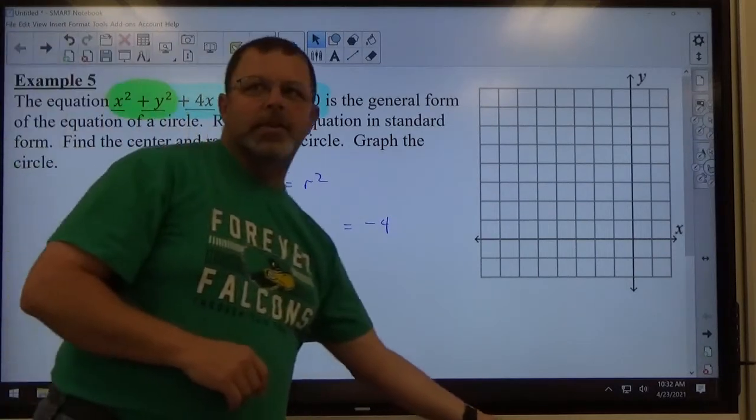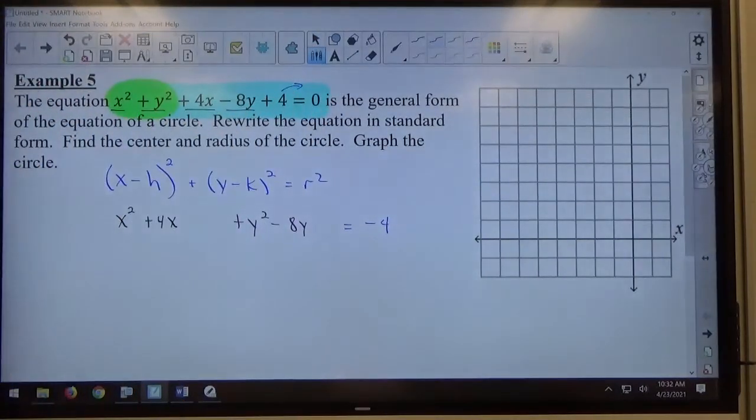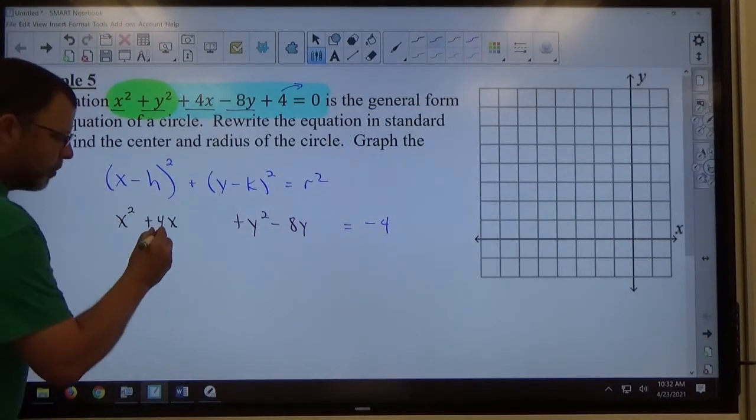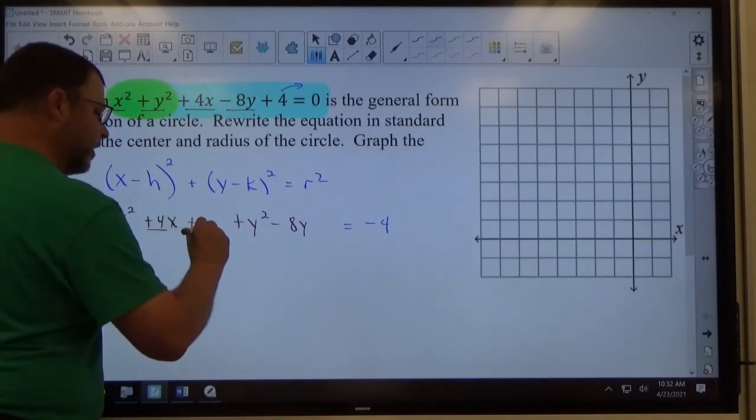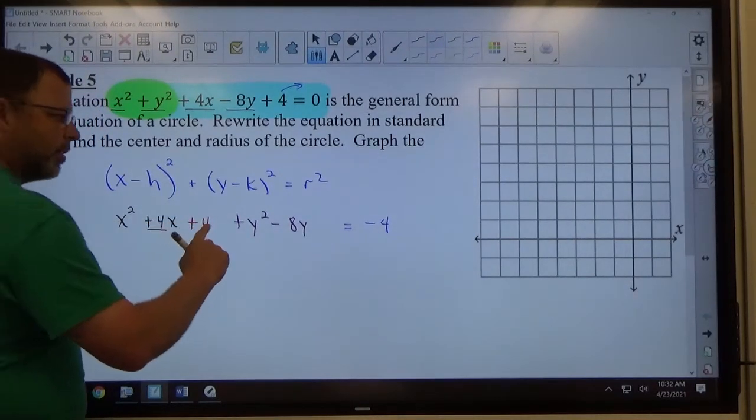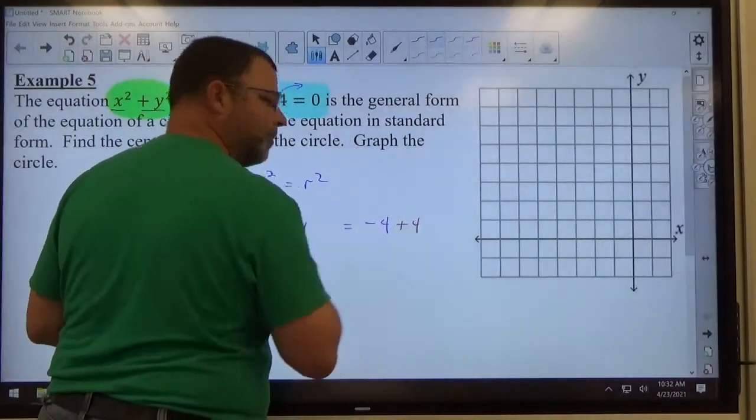Our next step is completing the square, which is the exact same technique we did with parabolas. But we have 2 squares to complete instead of just 1. So this number in front of x is 4. Half of 4 is 2, and 2 squared is 4. So I'm going to do plus 4 to fix this. If I plus 4 on this side, I have to plus 4 on the other side.